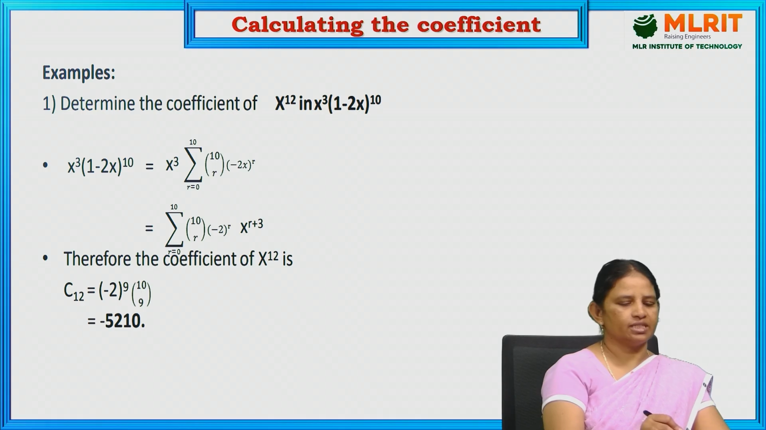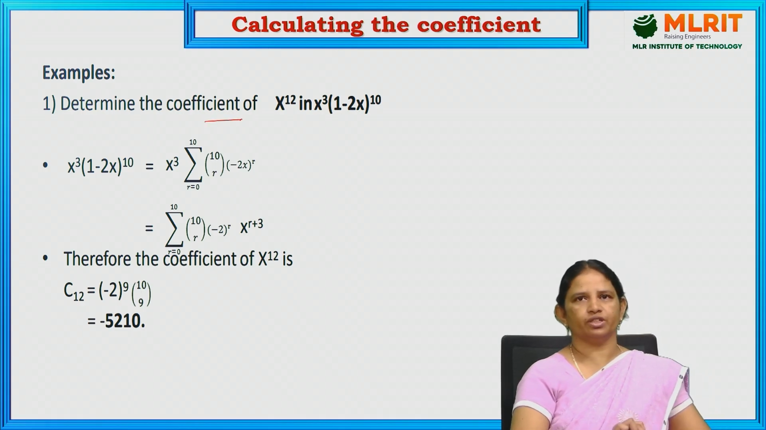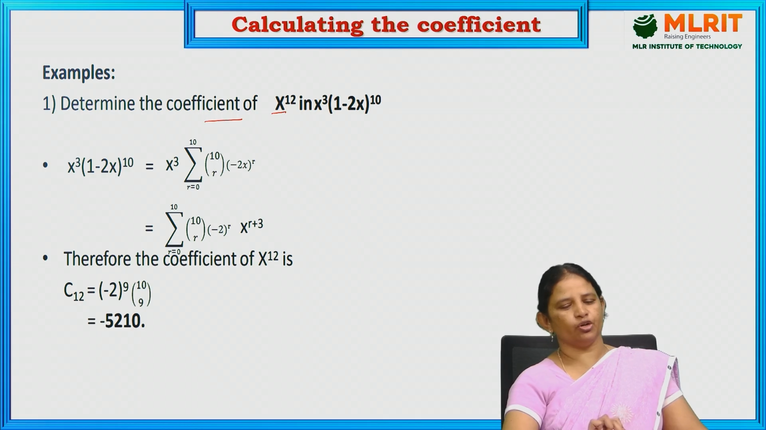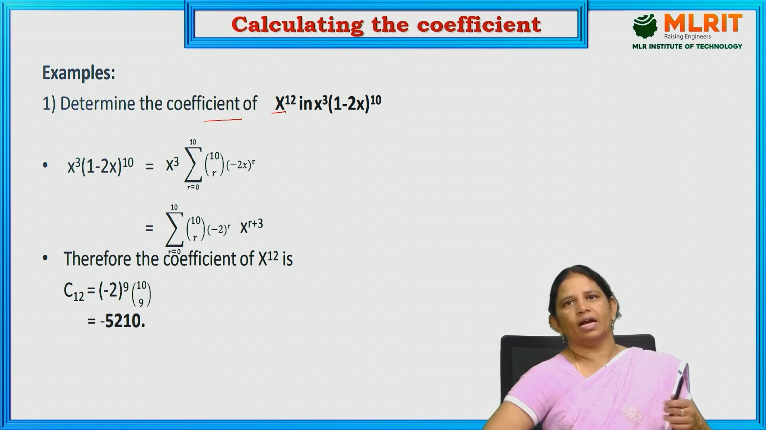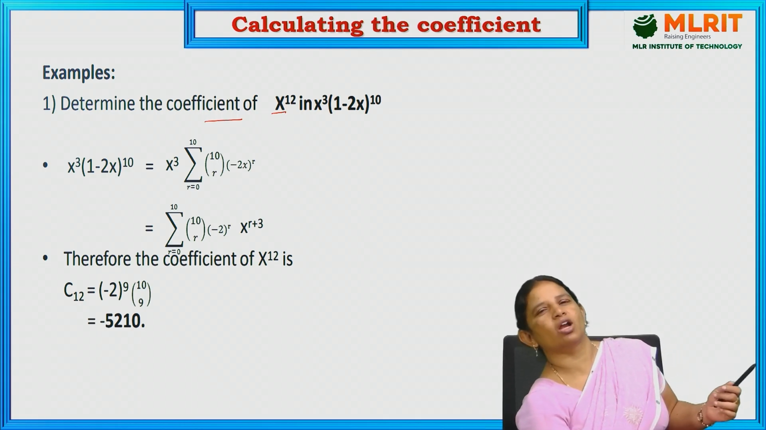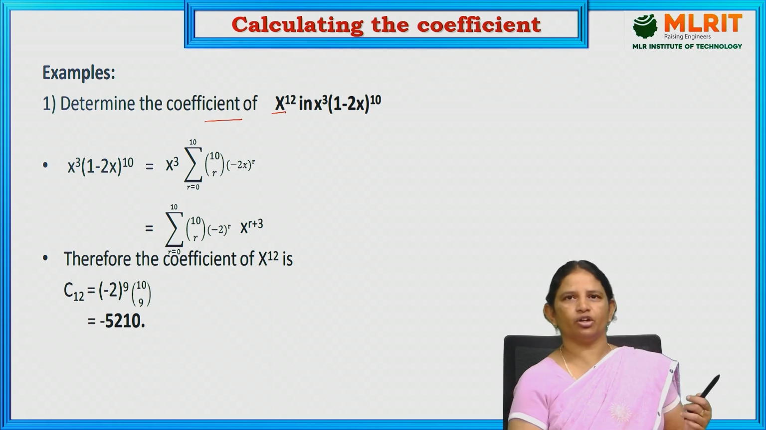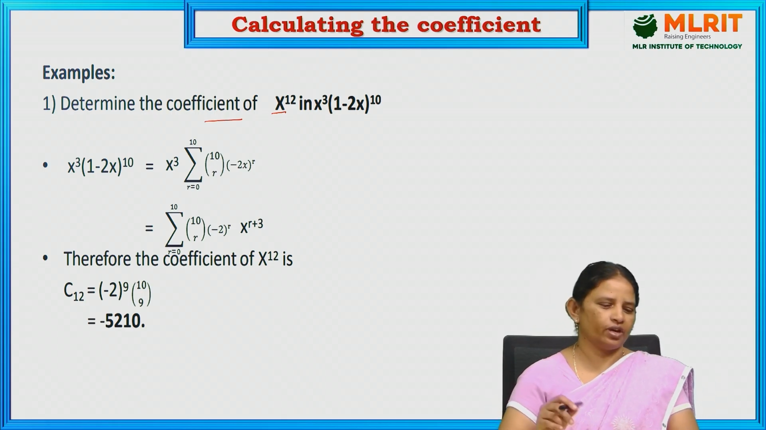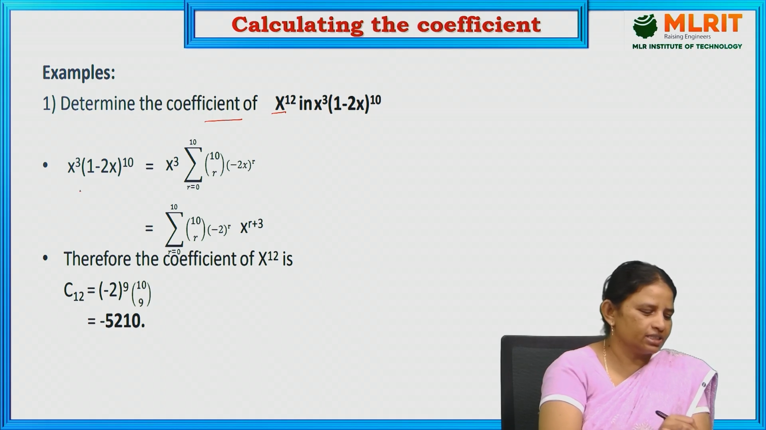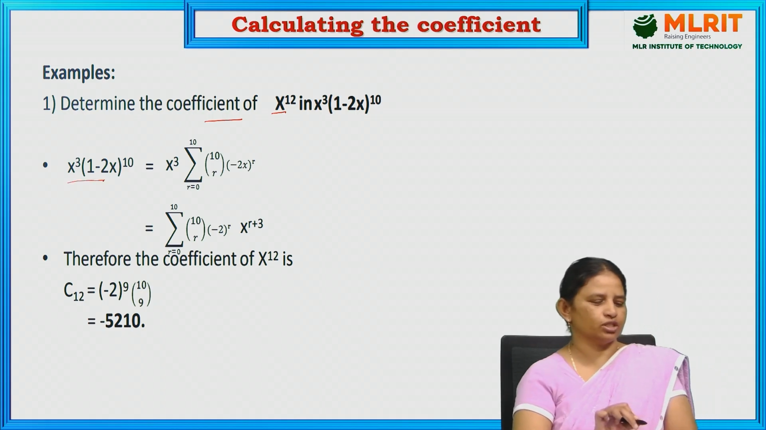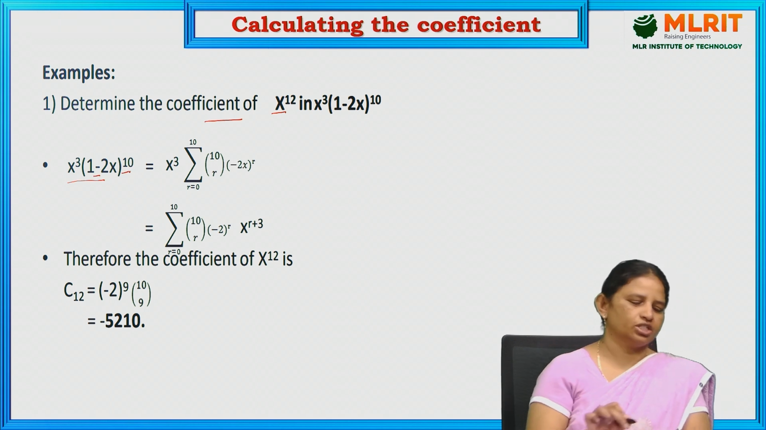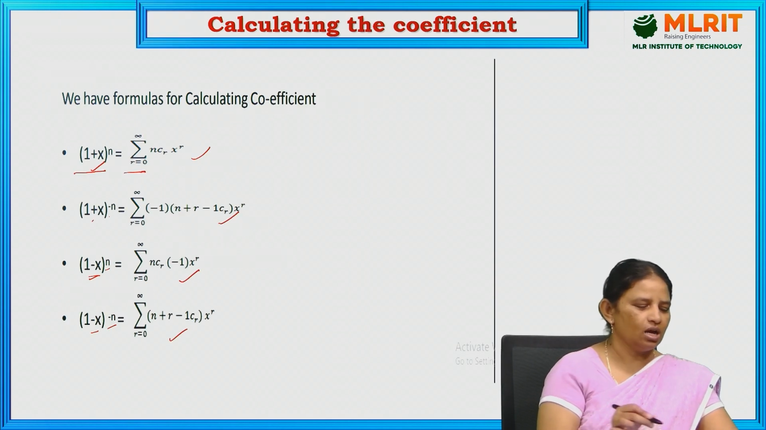So, the first example. Determine the coefficient of x^12 in x^3 (1 - 2x)^10. What is the n value? What is the r value? We need to find out. Based on that, we need to find the coefficient of x^12. So, x^3 into (1 - 2x)^10. It is the negative term with the positive power.